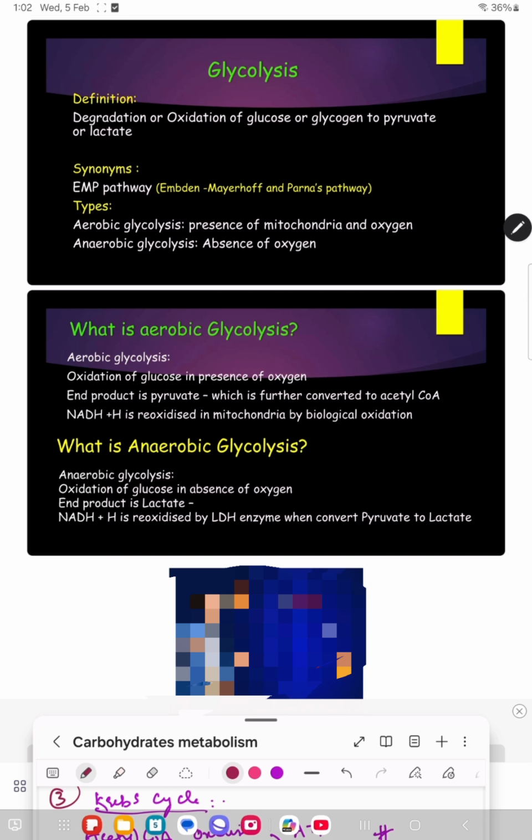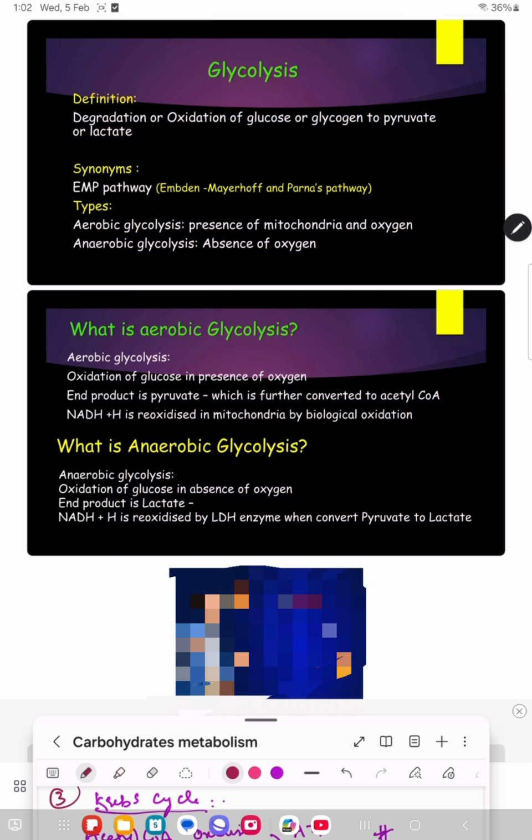Now talking about aerobic glycolysis. What is aerobic glycolysis? Oxidation of glucose in the presence of oxygen. When glucose is oxidized into pyruvate in the presence of oxygen, this is known as aerobic glycolysis, and the product is pyruvate. This pyruvate will be further converted into acetyl CoA. NADH plus H will be reoxidized in mitochondria via biological oxidation.